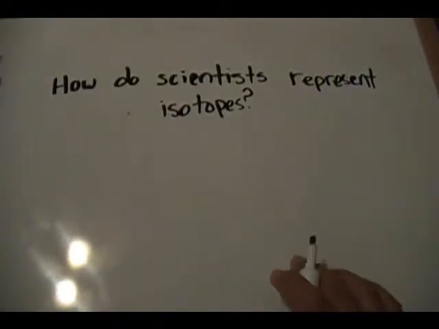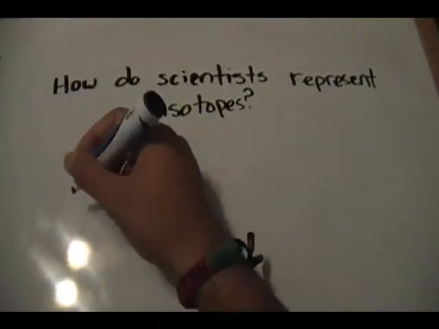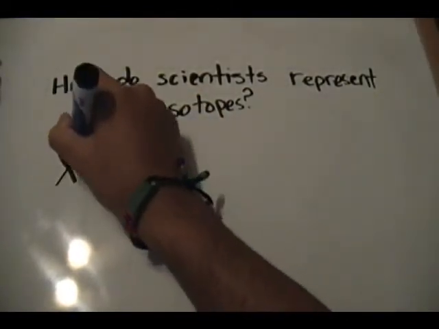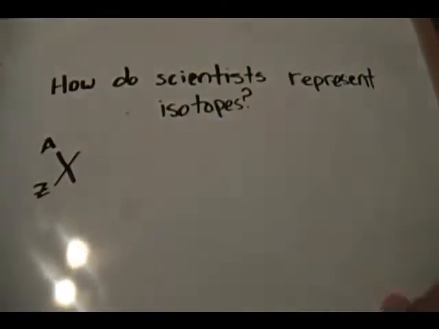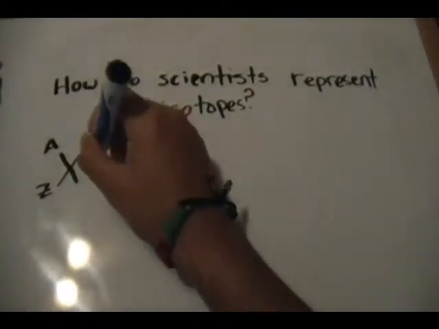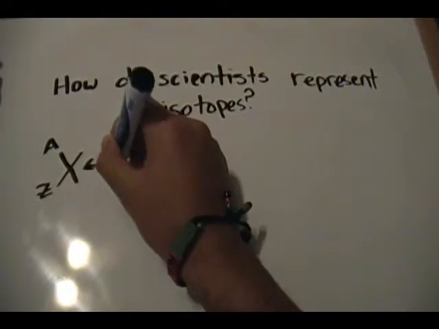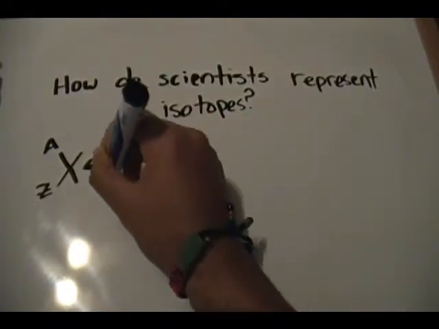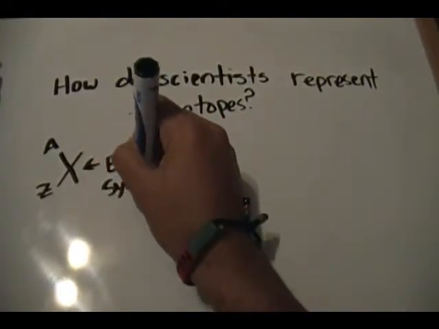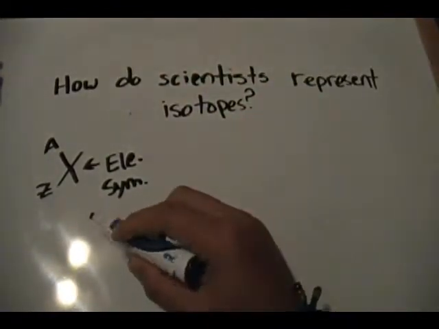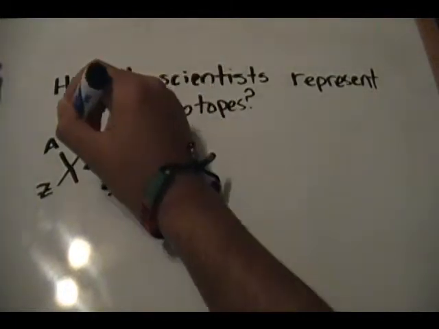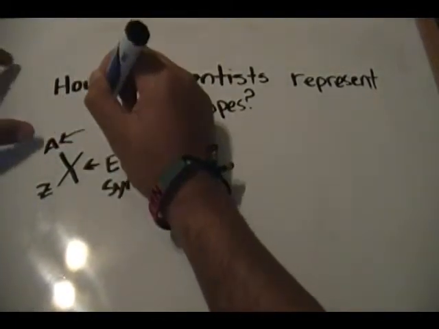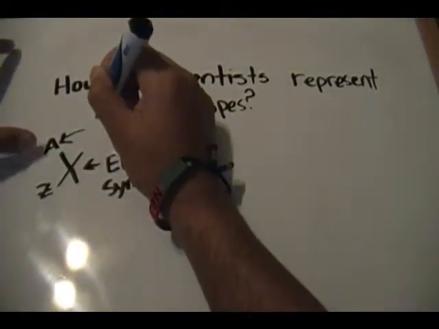There are three different ways of representing isotopes. One way is as such, where you have the element symbol. So for example, for carbon it will be C, for fluorine it will be F. That will be in this place right here. Here is your, what? Your atomic number. Oh, excuse me, this is your mass number.